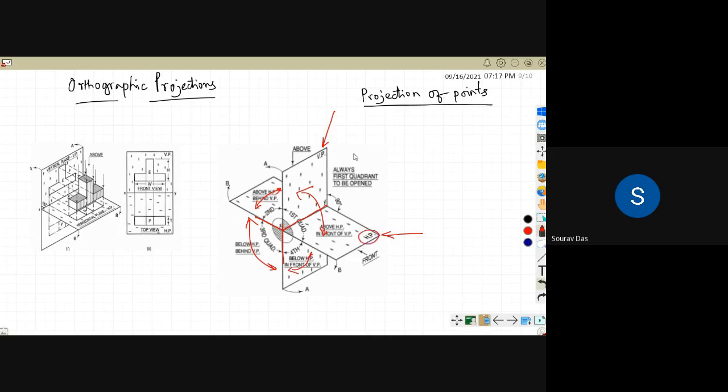So this is our horizontal plane and this is the vertical plane. In case of the first quadrant, it is above HP and in front of VP. Say if a point is here, that point is above this horizontal plane and in front of this vertical plane. So the projection of this point will be known as first angle projection.